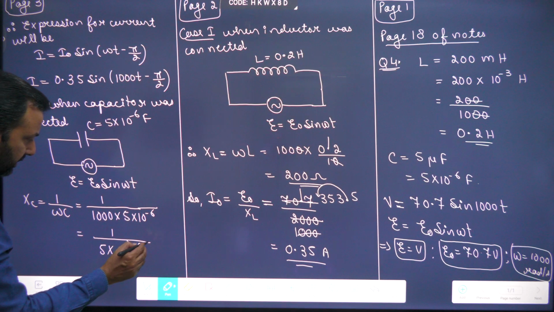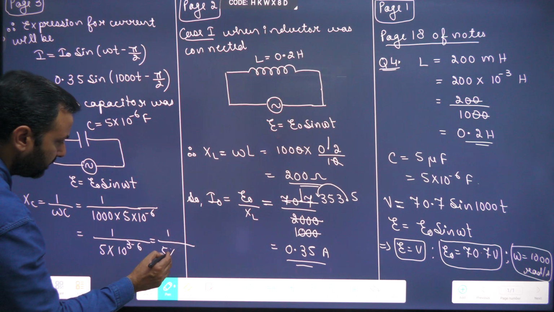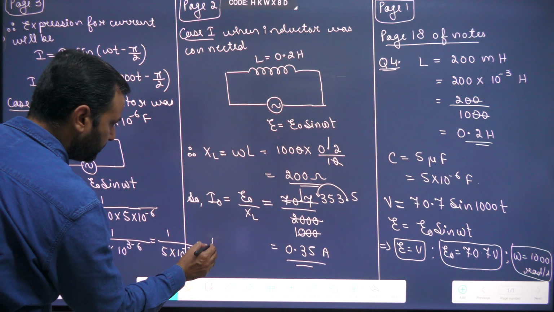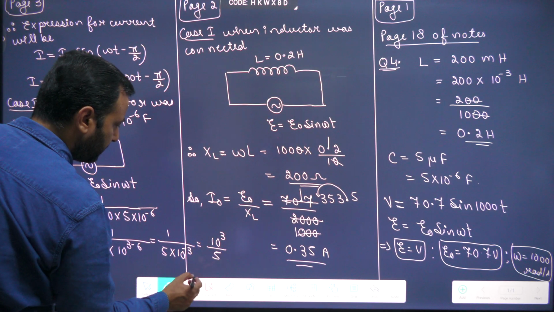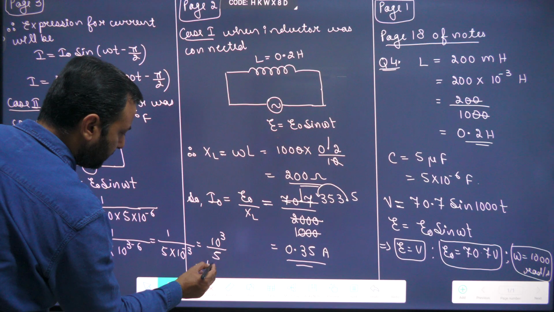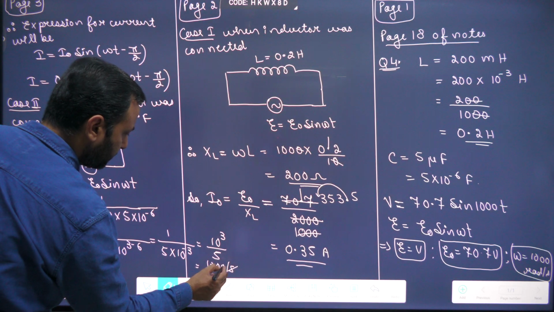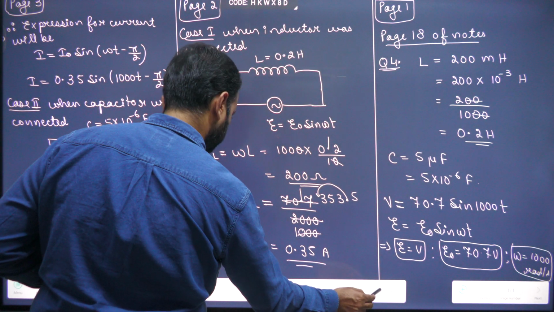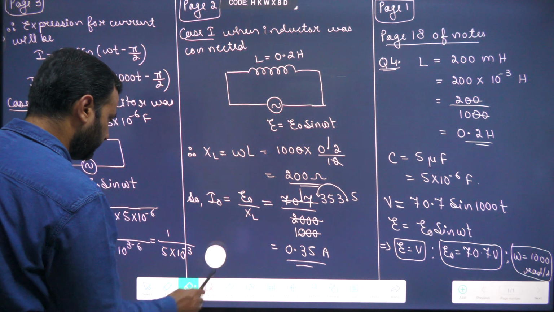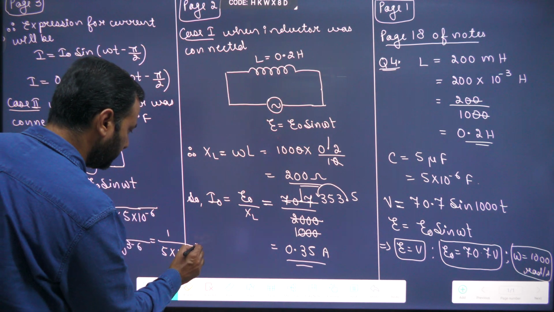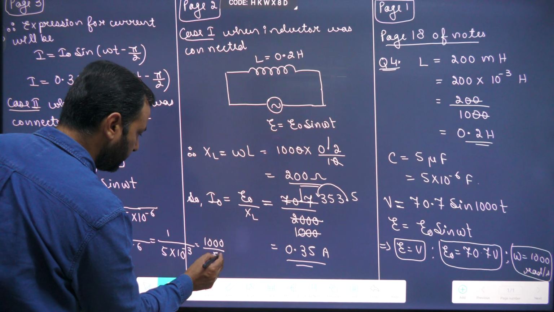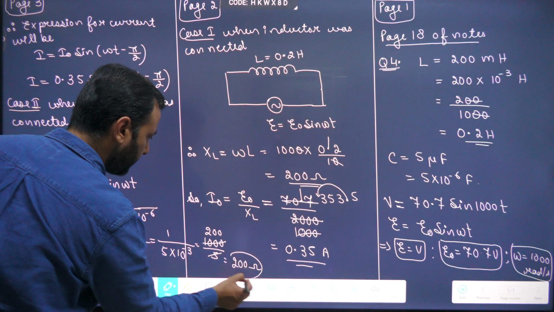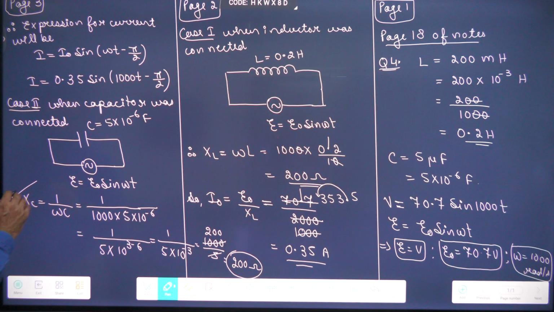So 1 upon 5 multiplied by 10 to the power minus 3. If we take 10 to the power minus 3 to the numerator, it becomes 10 to the power 3 upon 5. So we get 1000 upon 5. 5 twos are 200. So XC is 200 ohms.